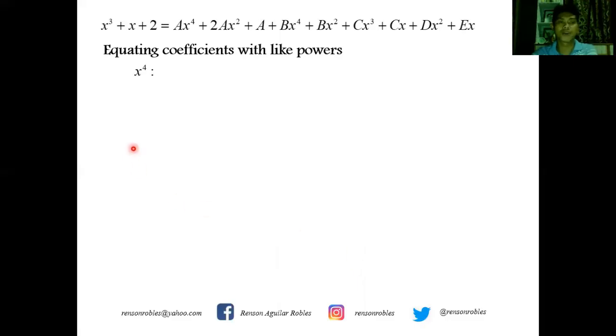For x to the 4, you notice on the left side there is no term containing x to the 4, so we have 0 on the left side, and then on the right side that's a x to the 4, so we have a here, and then another one is bx to the 4, so we have b here. Okay, and we let that be equation 1. And then for the term containing x cubed, since we have 1x cubed on the left side, so we have 1. And then on the right side, we only have this term, cx cubed, so we have c.